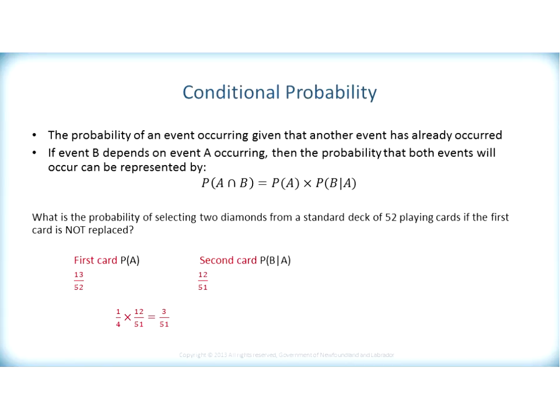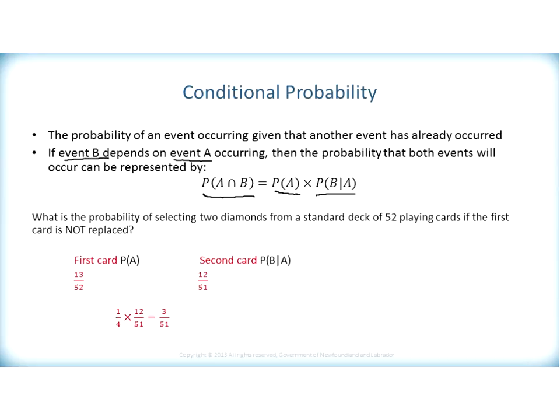This is conditional probability: the probability of an event occurring given another event has already occurred. If event B depends on event A occurring, then the probability that both events will occur can be represented by the probability of A and B is equal to the probability of A multiplied by the probability of B given that A has already occurred, or the probability of B given A.